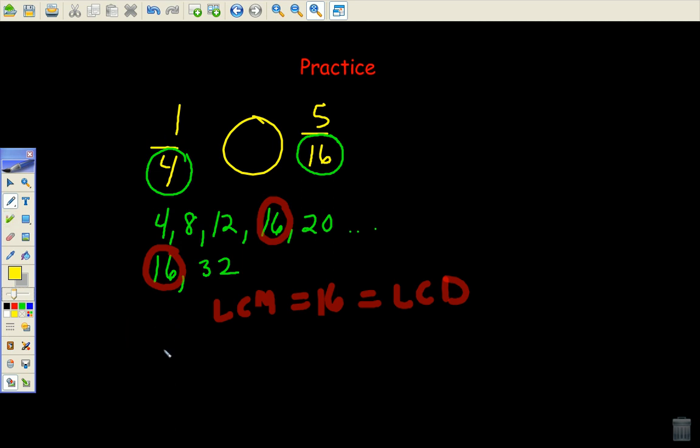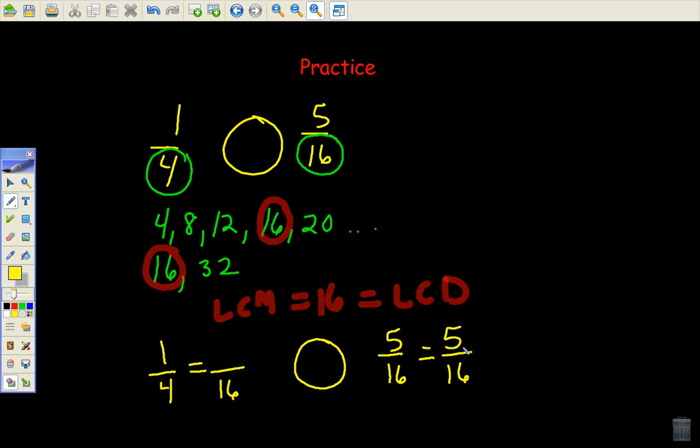Now I'm going to change 1/4 into something with 16 because my LCD, which is my least common denominator, is 16. And I'm comparing that to 5/16, which I need to turn into 16ths as well, but look, it's already 16ths, so nothing's going to change there. 4 times what is 16? 4 times 4, so 1 times 4 is 4. So now I'm comparing 4/16 to 5/16, and I know because they both have the same denominator, I can kind of ignore the denominators now and just look at the numerator. 4 is less than 5.